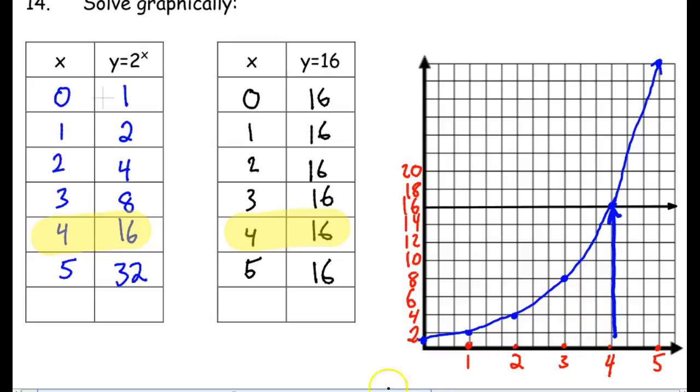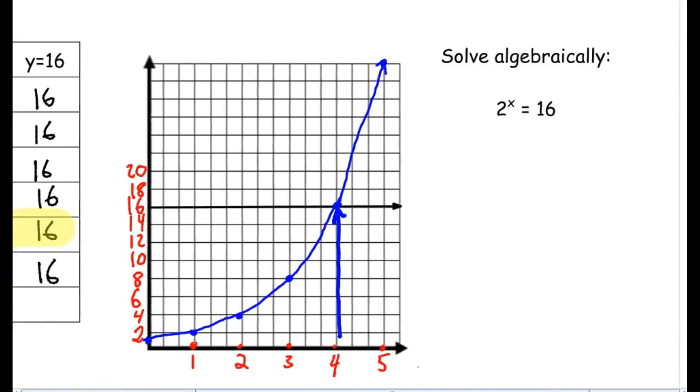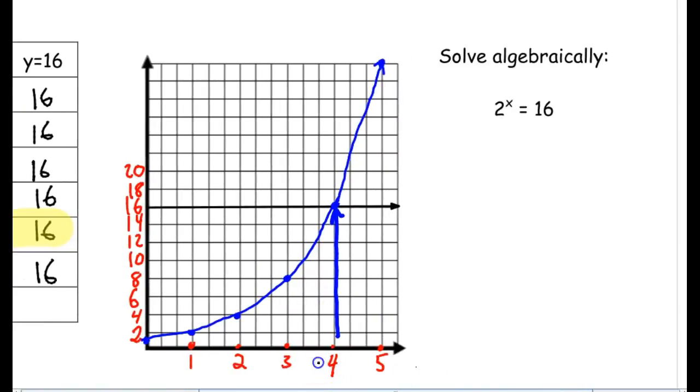Right there. So as we solve this, since we know x equals 4 right here, that's where they intersect, you can expect the answer to be 4 here as well when you solve it algebraically. So here's how you solve it algebraically.